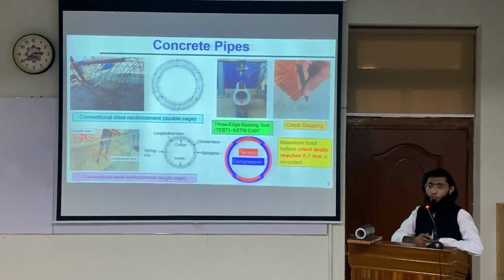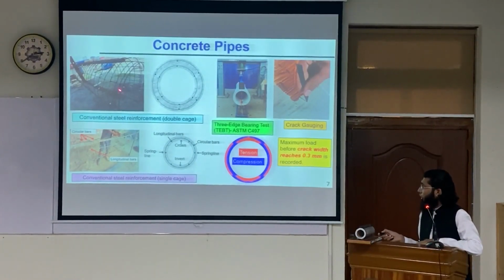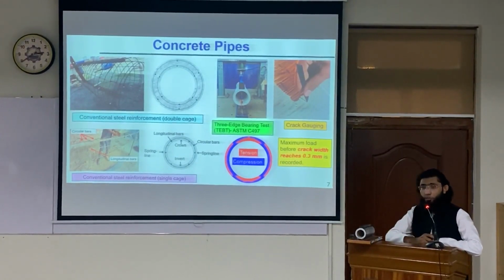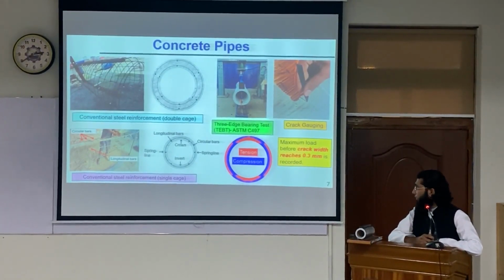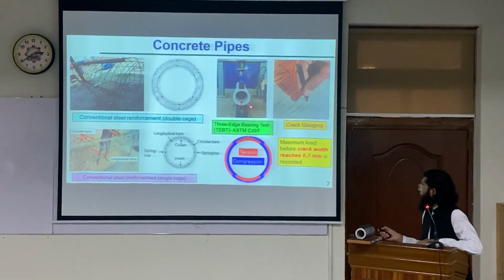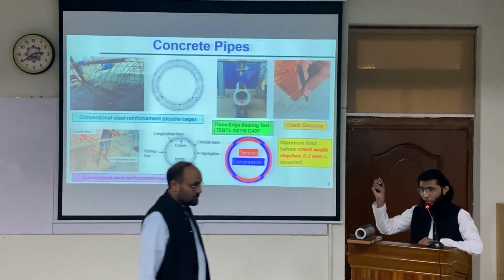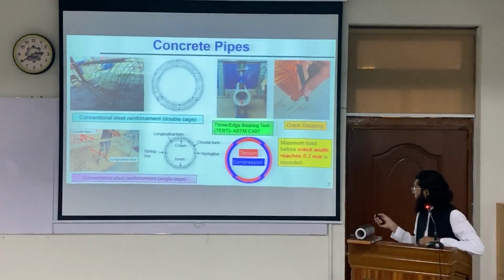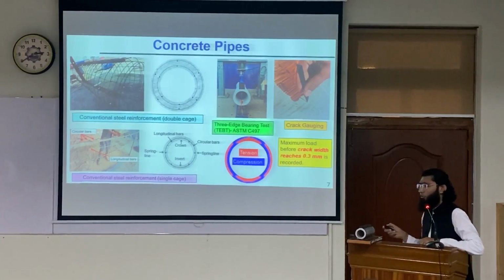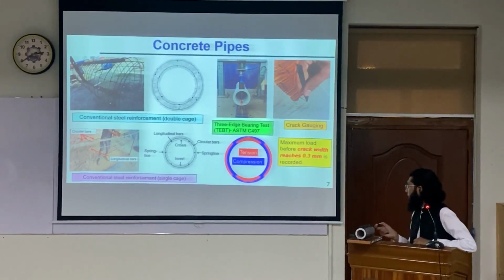Conventionally, concrete pipes are reinforced by a steel cage consisting of circular bars and longitudinal bars. And the testing is done according to the three edge bearing test according to ASTM C497. And the crack needs to be monitored continuously using a crack gauge like this, so that the maximum load before the crack width reaches 0.3 millimeter has to be recorded.